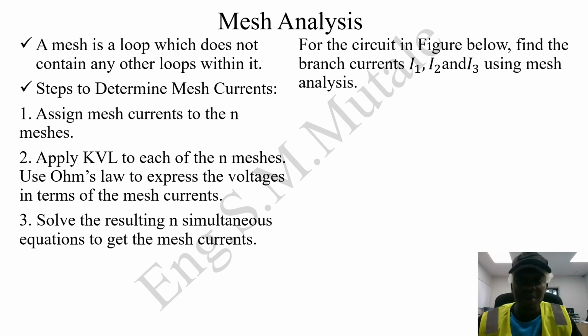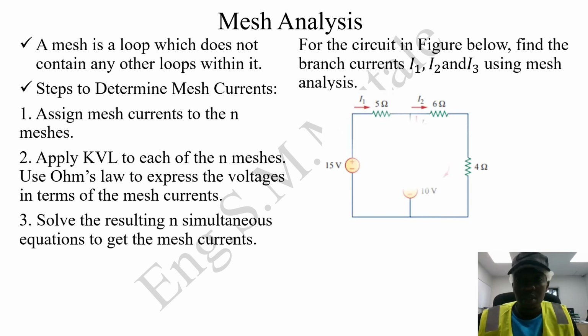As an example, for the circuit in the given figure below, find the branch currents I1, I2 and I3 using mesh current. So that's the circuit. In that circuit we have a voltage source. So we've got two meshes. We've got a mesh there and a mesh there. They want us to find these branch currents I1, I2 and I3. So let's begin.